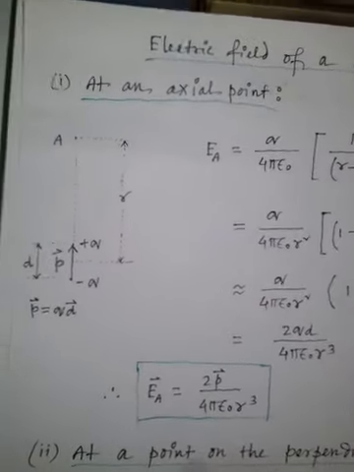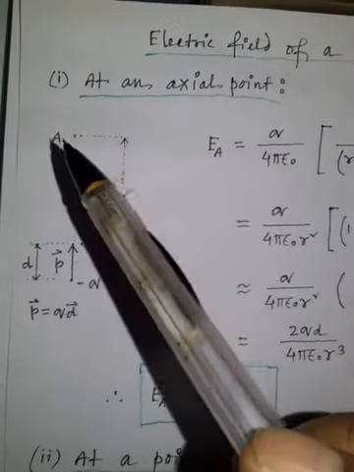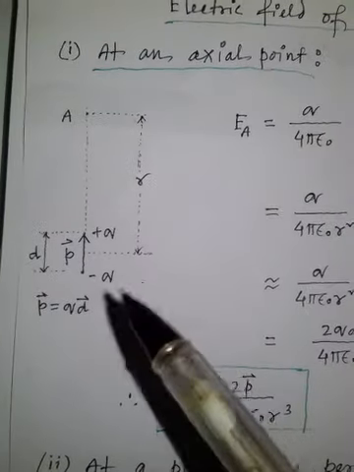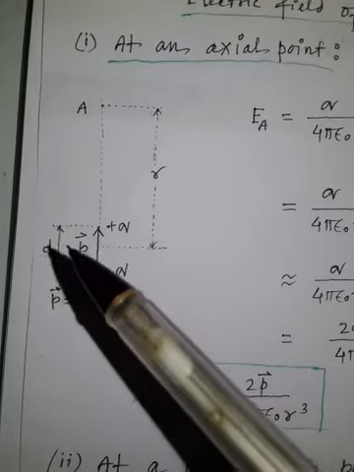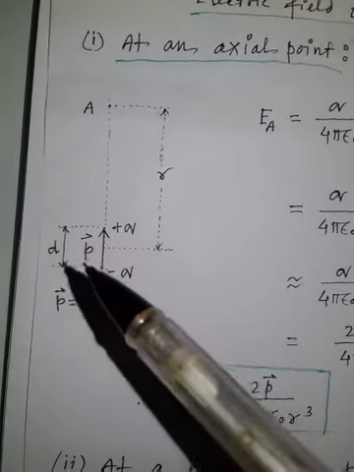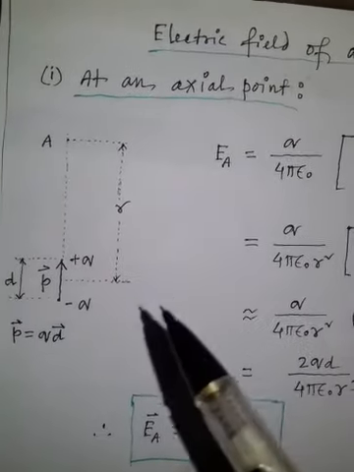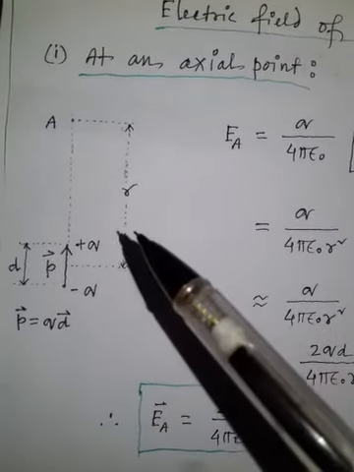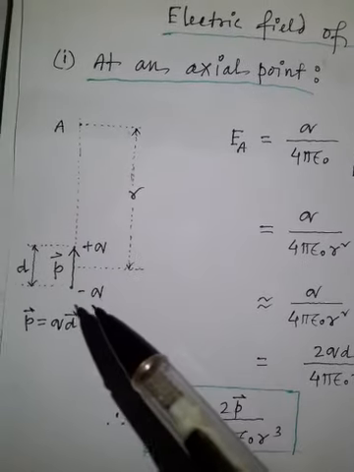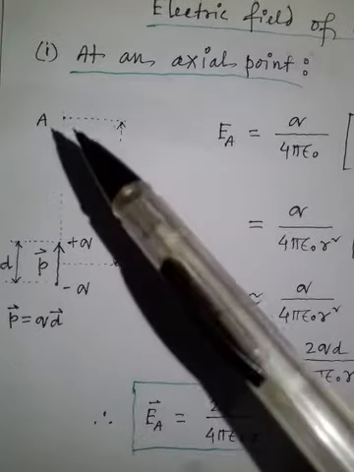First we will find the field at an axial point, that is at A. Two equal and opposite charges plus q and minus q separated by a very small distance d constitute a dipole of dipole moment P is equal to qd. Now plus q charge is at a distance r minus d by 2, whereas minus q charge is at a distance r plus d by 2 from the field point A.